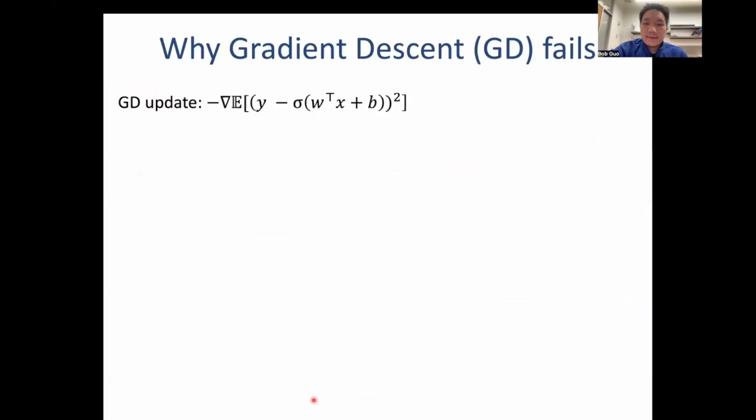Now, let's talk about how we show the hardness and the algorithm. And actually, both come from the same observation.